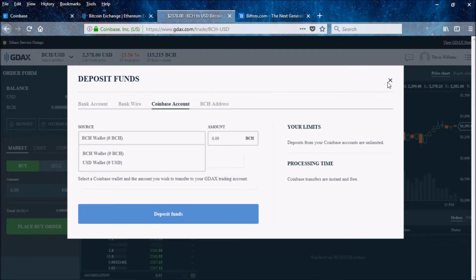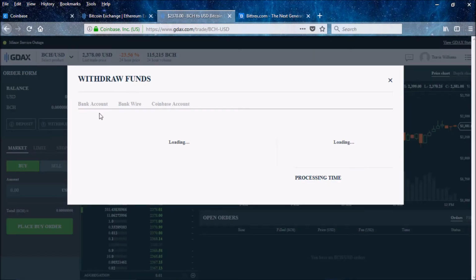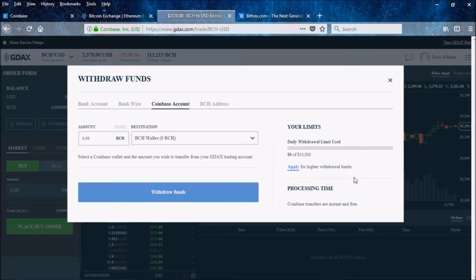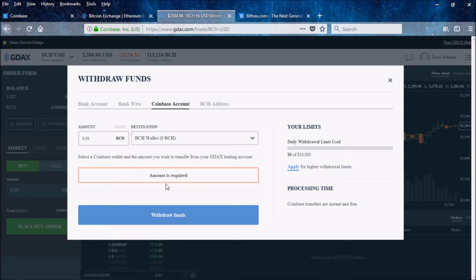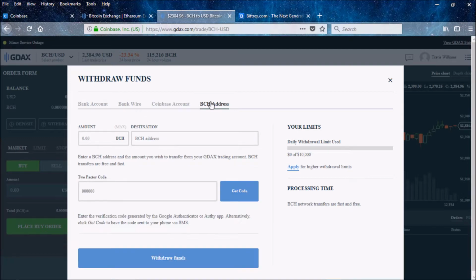Now, this is where it gets better. Anywhere that you want to withdraw it to is also free. No money necessary to transfer it. So you come here. If you have BitConnect and you want to transfer your money over to BitConnect, you would put your BitConnect address. I don't have any funds, so I can't show you this part.